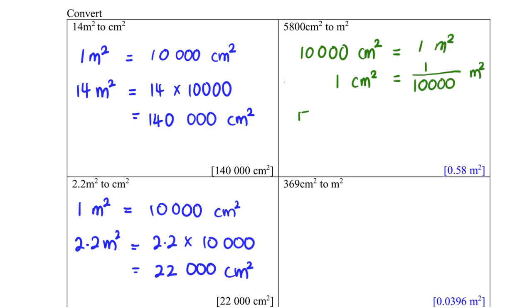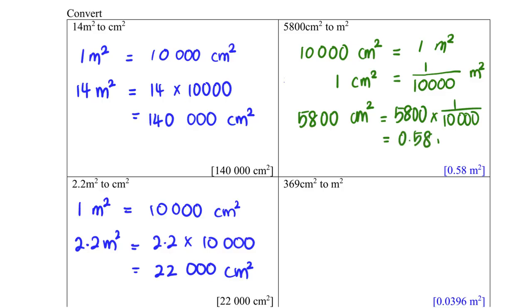And once I know that, I will then be able to get my 5,800 cm square easily. Because I just need to multiply by this. That will give me 0.58 meter square.